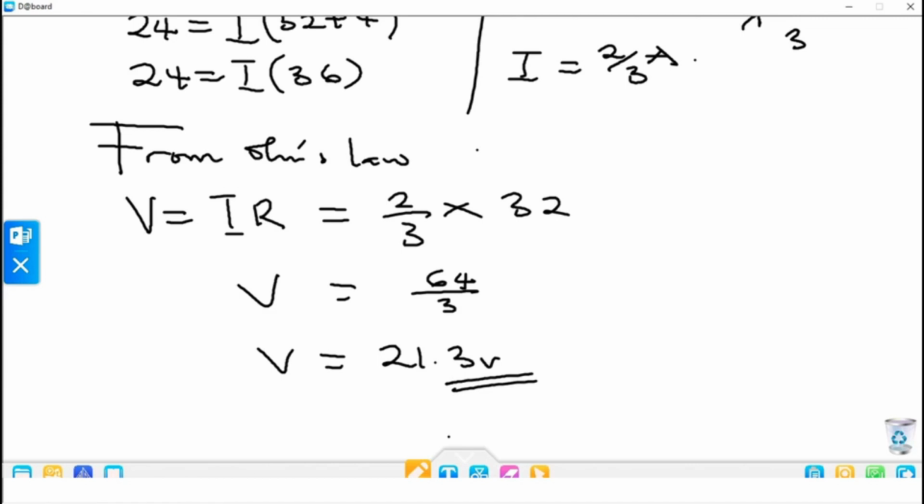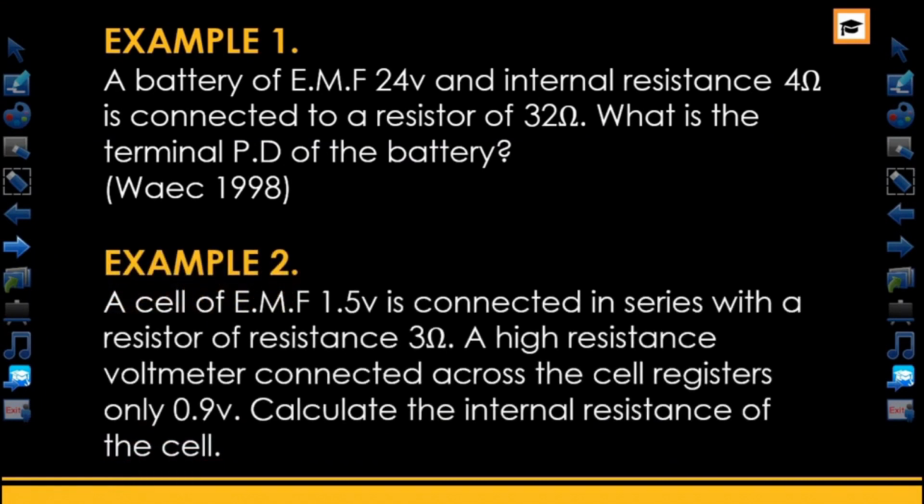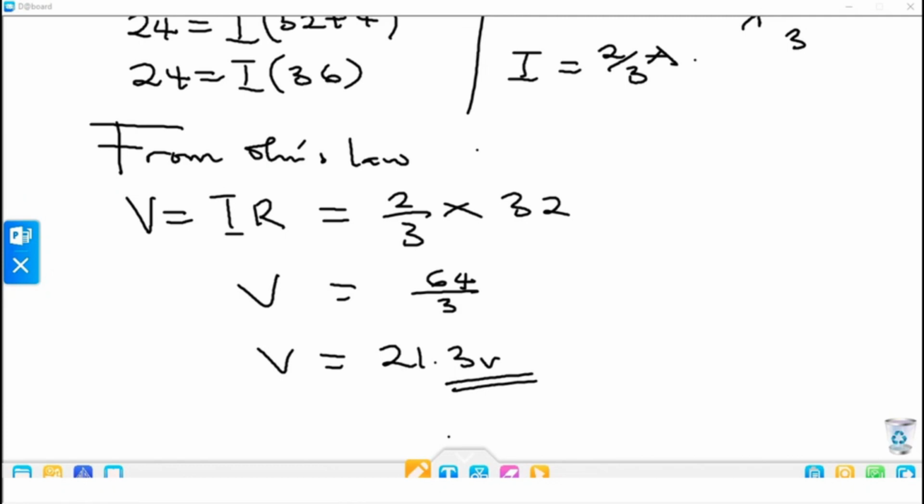Now let's take a look at another example, example 2. A cell of E.M.F 1.5 volts is connected in series with a resistor of resistance 3 ohms. A high resistance voltmeter connected across the cell registers only 0.9 volts. Calculate the internal resistance of the cell. Similarly, we're going to use the same equation to solve this.